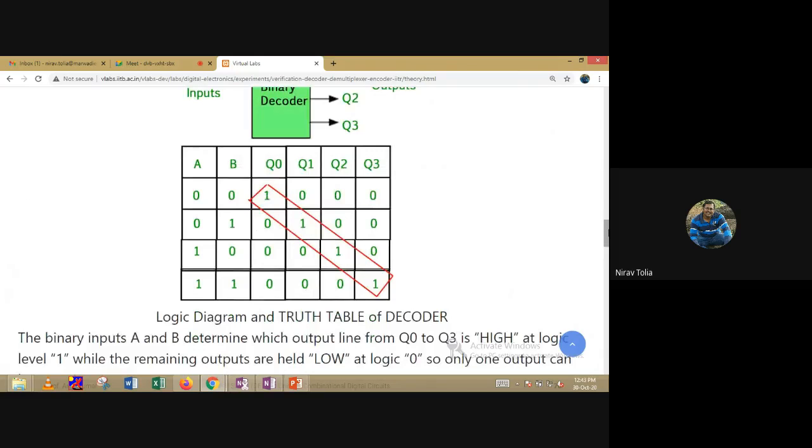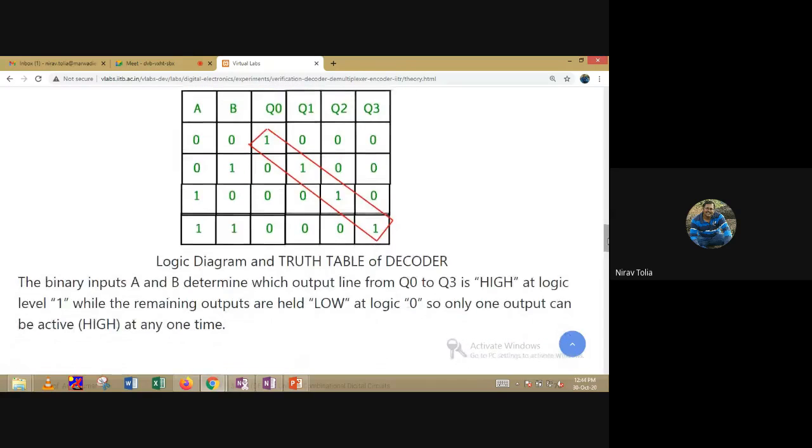And this is the truth table of the 2-line to 4-line decoder. You can see here, if my A and B is 0, 0, only Q0 will be activated. If my input is 0, 1, only Q1 will be activated. If my input is 1, 0, only Q2 is activated. And suppose my input is 1, 1, only Q3 output will be activated. So this is the block diagram of the 2-line to 4-line decoder.